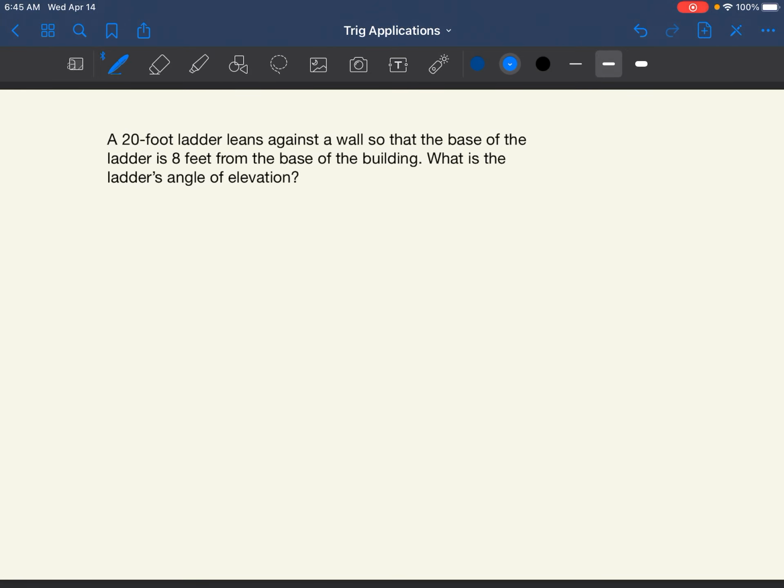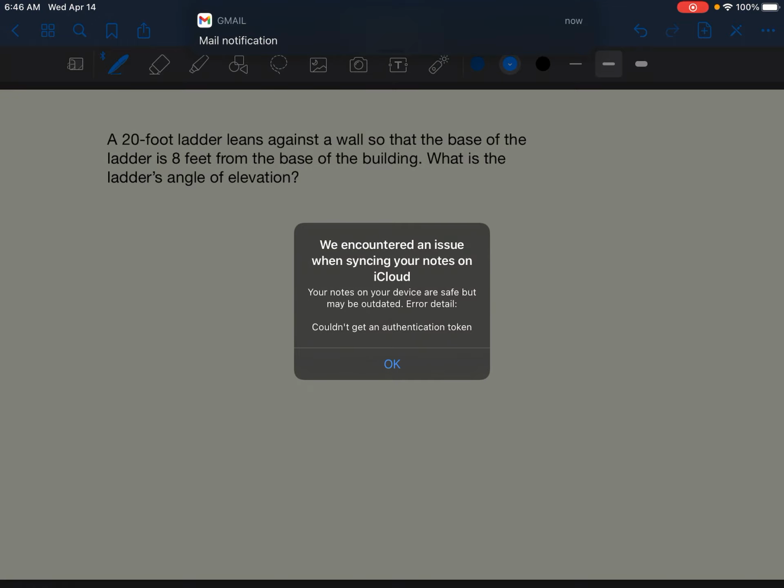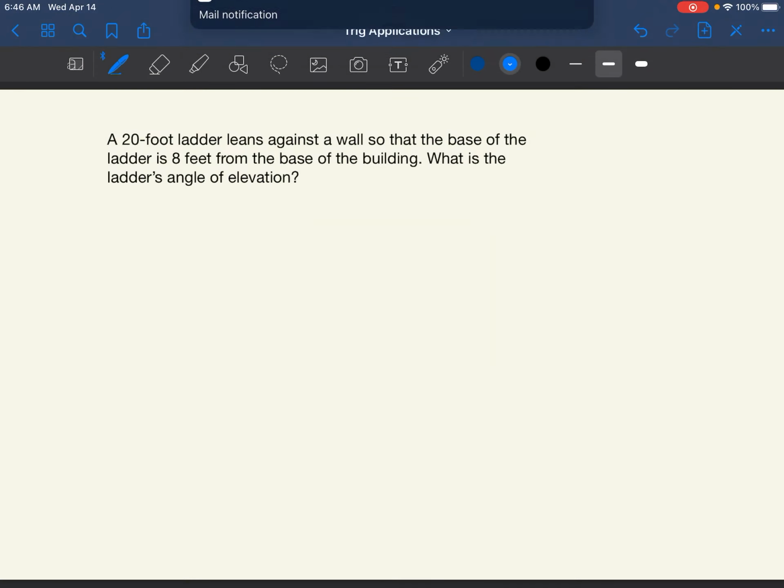So our first word problem's right here, and I'll go ahead and read through it real quick. A 20-foot ladder leans against a wall so that the base of the ladder is 8 feet from the base of the building. What is the ladder's angle of elevation? So the first thing you do when you're working these word problems is you have to draw a picture. Absolutely have to. It's not optional.